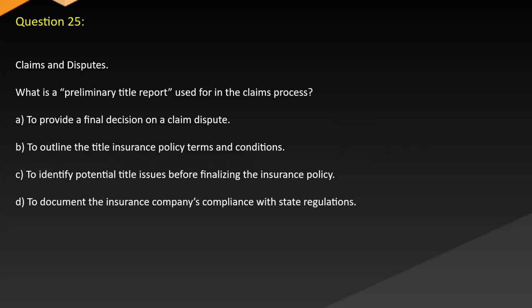Question 25. Claims and disputes. What is a preliminary title report used for in the claims process? A. To provide a final decision on a claim dispute. B. To outline the title insurance policy terms and conditions. C. To identify potential title issues before finalizing the insurance policy. D. To document the insurance company's compliance with state regulations.